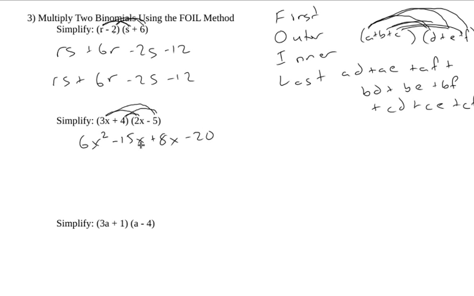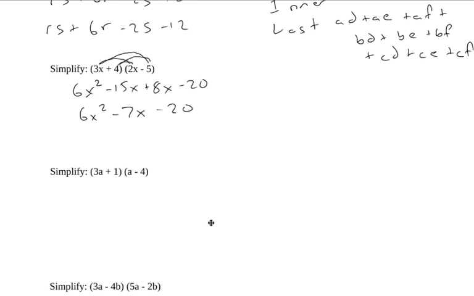Alright, to finish this up, I need to combine these two middle terms since they are like terms. So we get 6x squared, the negative 15 and the positive 8 combine to give me a negative 7. And I keep the same variable part, so they're x's, so it stays in x. So I get 6x squared minus 7x minus 20.